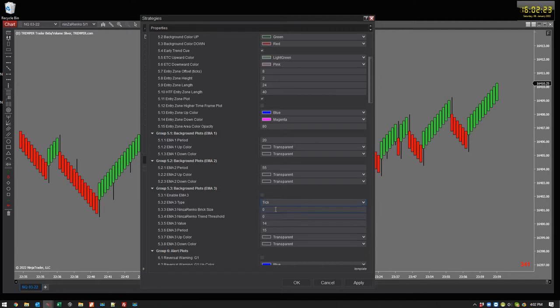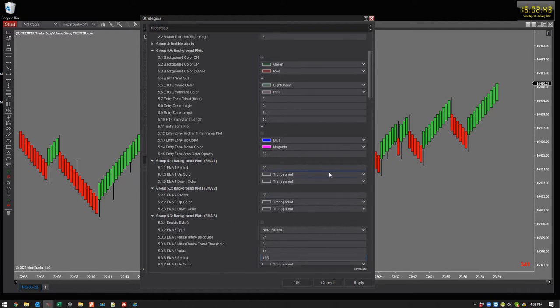So let me go back to my Ninja because I like that so much. And this is going to be, what was it, 21, I think I had said. I don't even know. That was 160. Whatever. Doesn't really matter. 165. There we go. Okay, but they're transparent right now anyway.